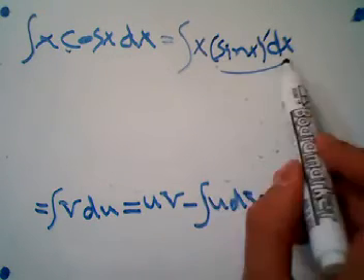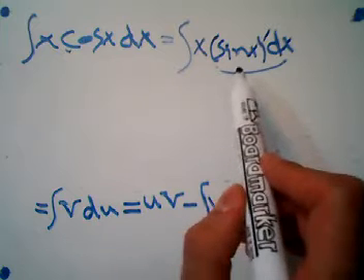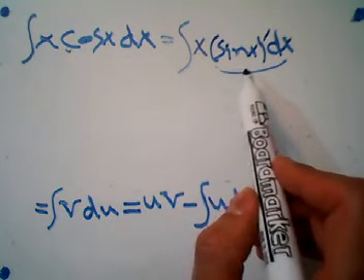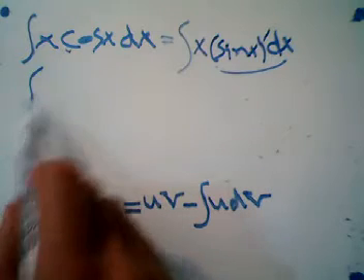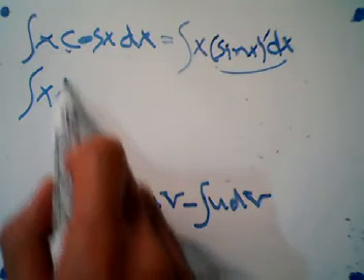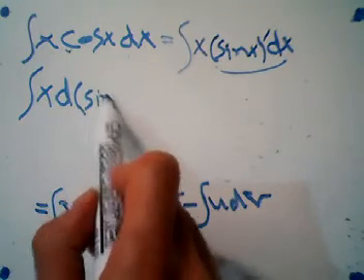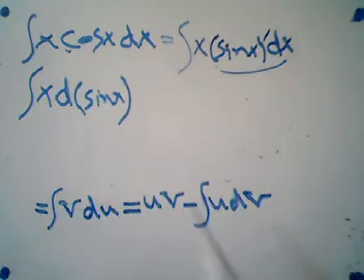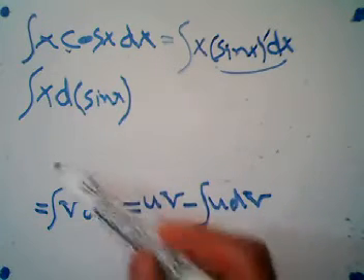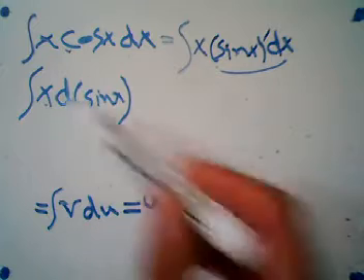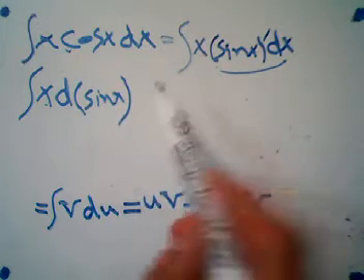So this would be x d sine of x. So here the v equals x and u equals sine of x.